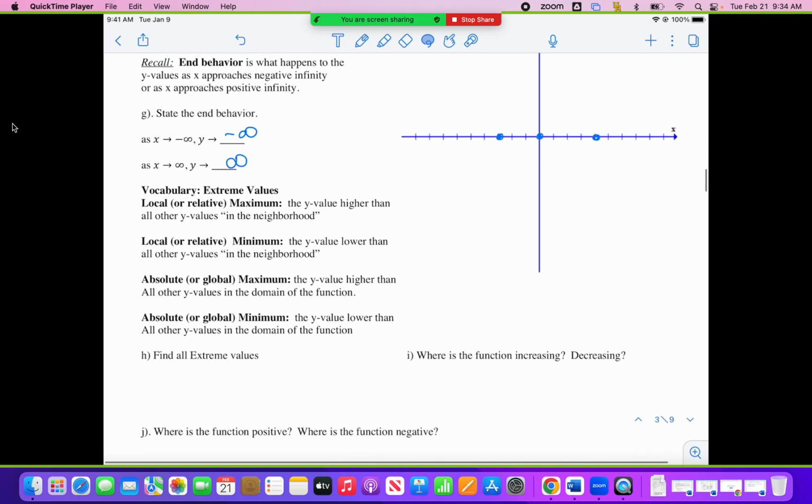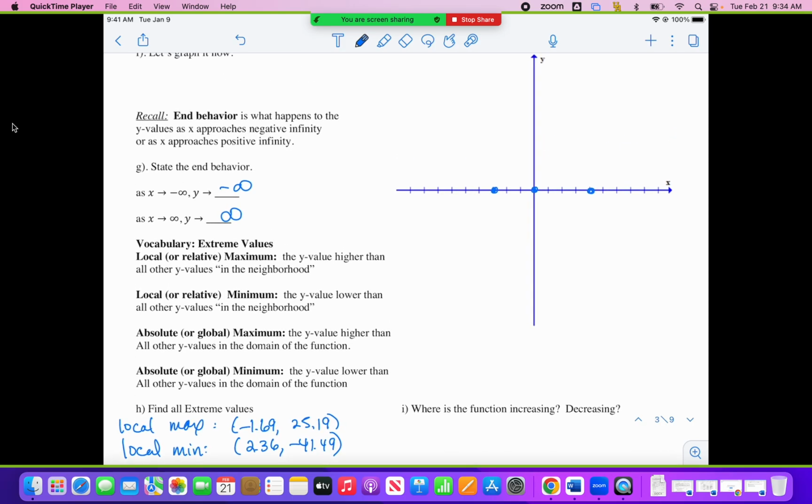So here we go. I'm going to write those down. I'm going to say there's a local max at negative 1.69, 25.19. There's a local min at 2.36, negative 41.49. So watch what we're going to do. That's the last piece of information to complete a graph, what we call the extreme values.